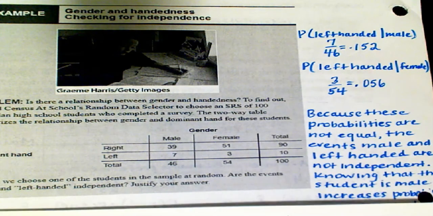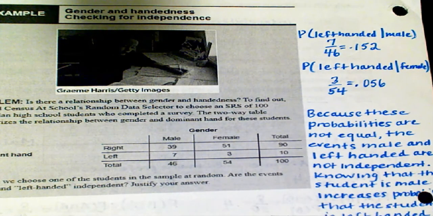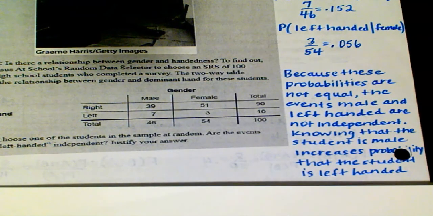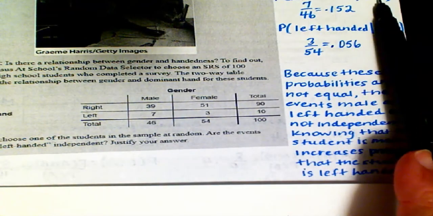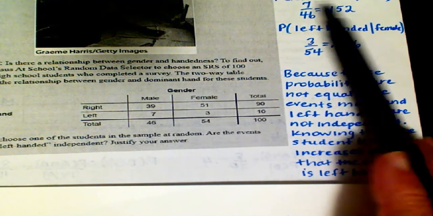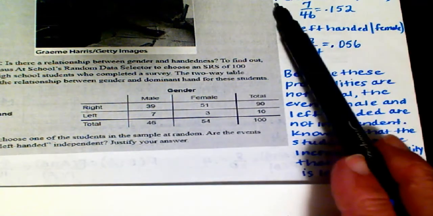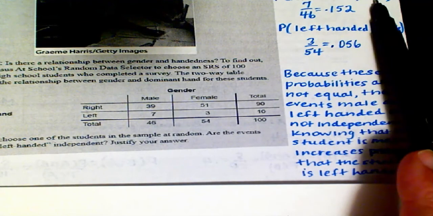Because these probabilities are not equal, the events male and left-handed are not independent. Knowing that the student is male increases the probability that the student is left-handed in this data that we have. Okay? Another way you could do this is the probability of left-handed given male equals the probability of left-handed. If you're going to do it that way, it's always the probability of the first thing. Okay, so that would be another way.